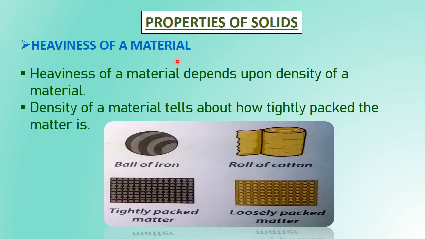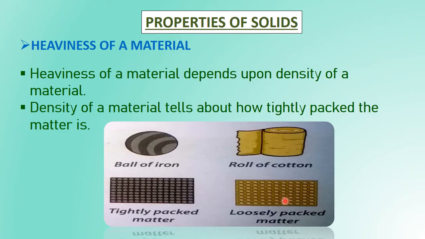Let us know about the heaviness of material. Heaviness of material depends upon the density of material. Now, what is density of material? Density of material tells about how tightly packed the matter is. For example, a ball of iron is heavier than a roll of cotton because the density of iron is more than the cotton. In a ball of iron, the matter is tightly packed, whereas in a roll of cotton, the matter is loosely packed.